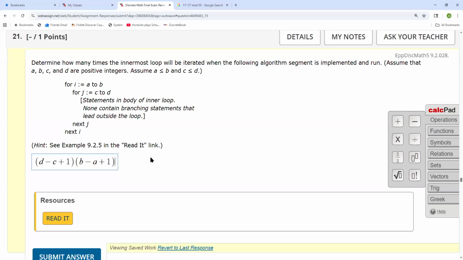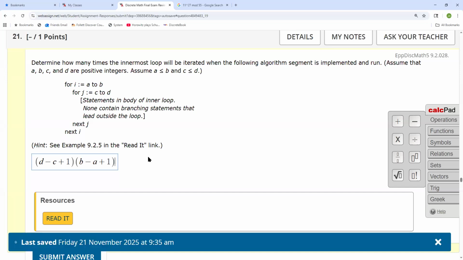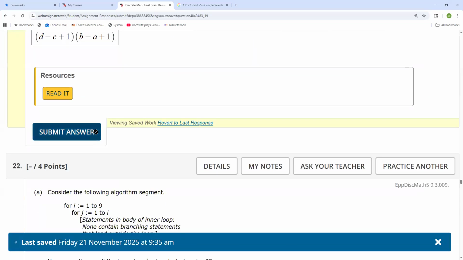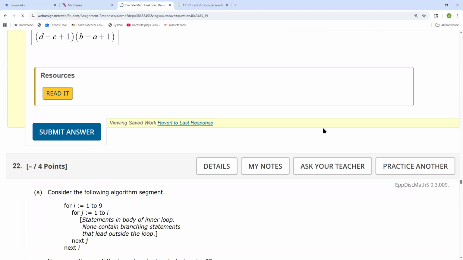And every time the outer loop runs, the inner loop runs within it. So however many times the inner loop runs, it's multiplied by how many times the outer loop runs, because the inner loop is inside of the outer loop.